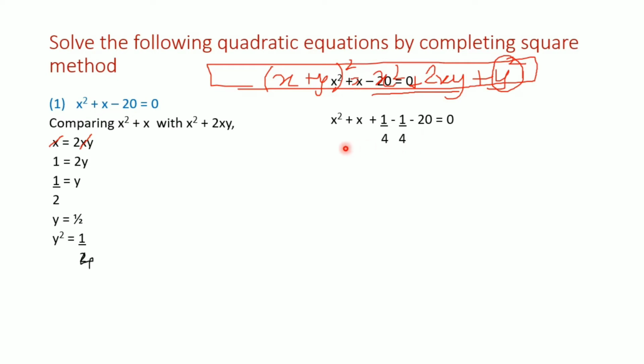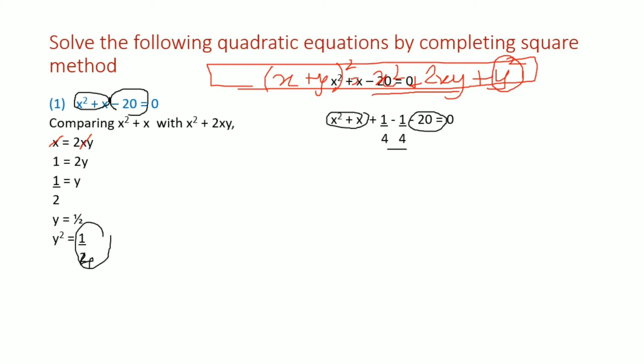What did I do? I wrote the first two terms here, then after that we write down y square. So this 1 upon 4 plus 1 upon 4 minus 1 upon 4 we write down. This we write down because it does not change the value of the equation. And then finally this 20 was remaining, minus 20, which we write down here. Okay, so the first two terms we separate from the third term. Okay, after that what do we have?